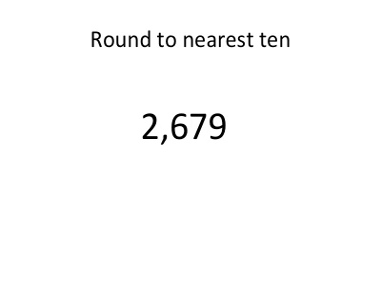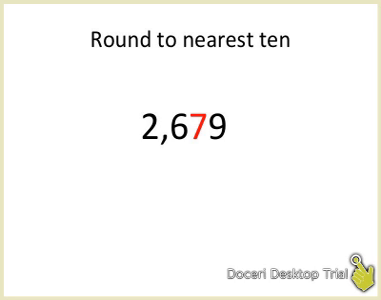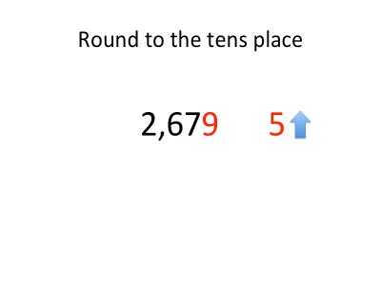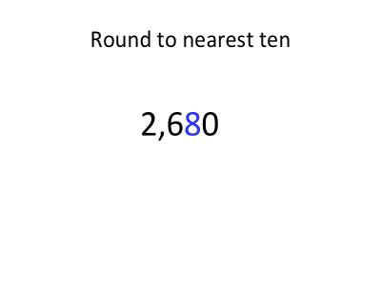the number itself. The first thing I have to do is find the tens place. Okay, I found the tens place. I'm actually going to go ahead and circle the 7 that's in the tens place. Then I'm going to look at the number to its right. Now, if that number is 5 or greater, then this 7 is going to turn into an 8.